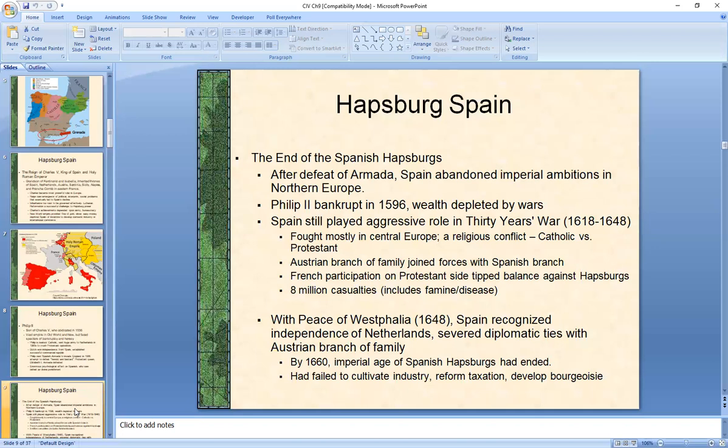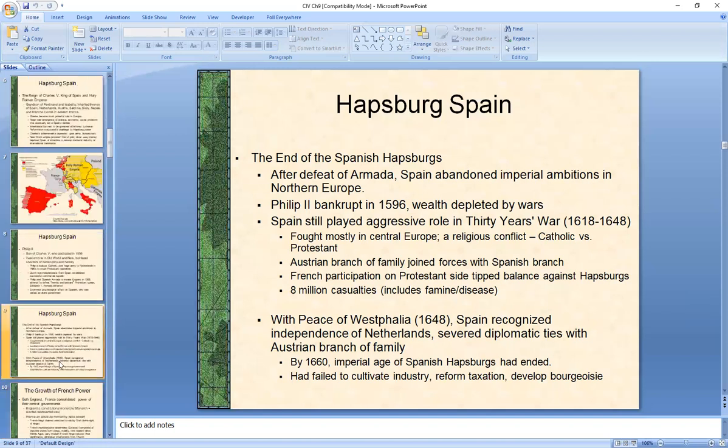With the Peace of Westphalia from 1648, Spain recognized the independence of the Netherlands and severed diplomatic ties with the Austrian branch of the family. So the Austrian Habsburgs, they're no longer united. And at this point, by 1660, the imperial age of the Spanish Habsburgs ends because they failed to cultivate industry, they'd never reformed taxes or developed the bourgeoisie class.